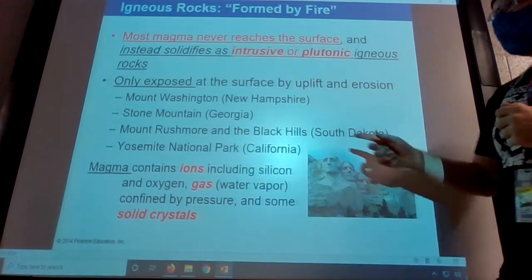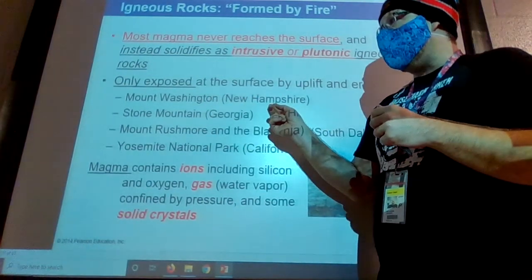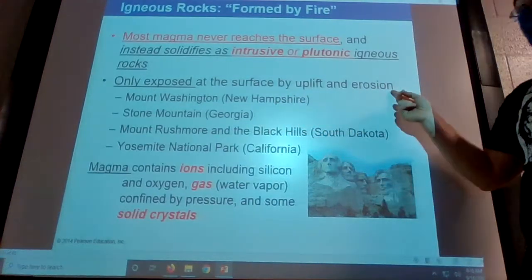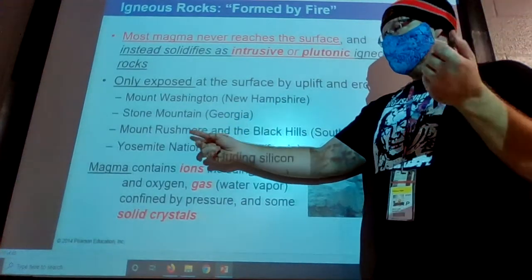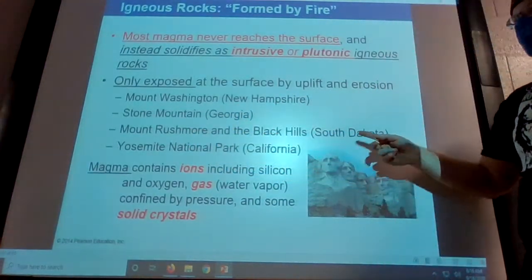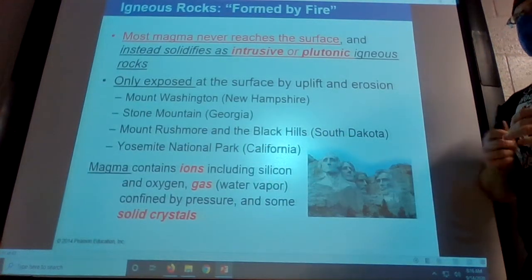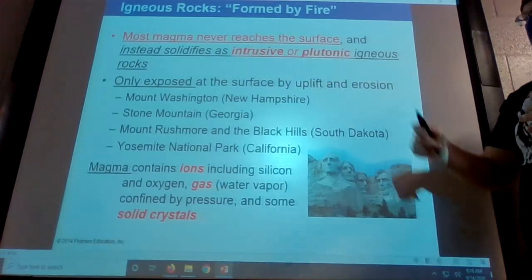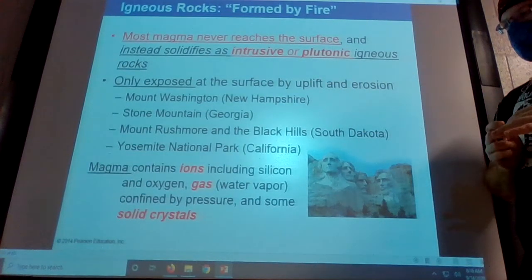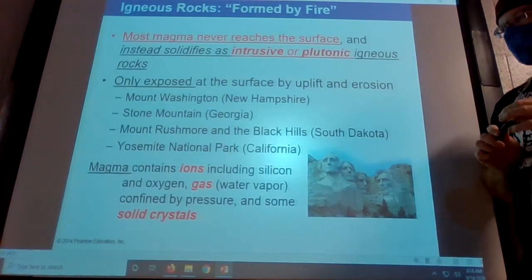So they have some examples here. Mount Washington in New Hampshire was exposed by uplift and erosion. Stone Mountain in Georgia, Mount Rushmore in the Black Hills, and then Yosemite National Park in California. All of these are igneous, intrusive rocks that were exposed by uplift and erosion.